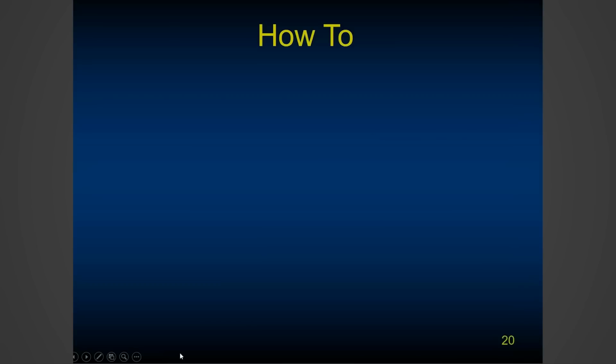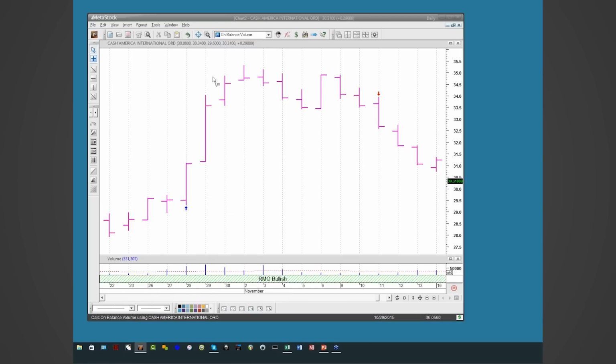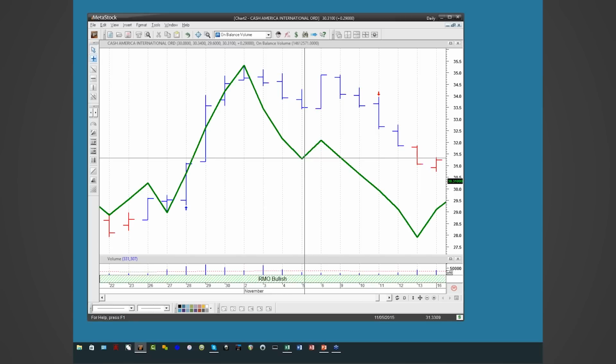So let's just go over to MetaStock real briefly. Again, this is a very simple exercise. Here's another trade we took a few weeks ago, CSH, Cash America. I'll show you how to do it. It's very easy. This is an RMO buying signal again. I just pull the indicator down. We'll make it green because everyone likes green better than red. We'll make it nice and thick. We'll overlay it. And here you go.